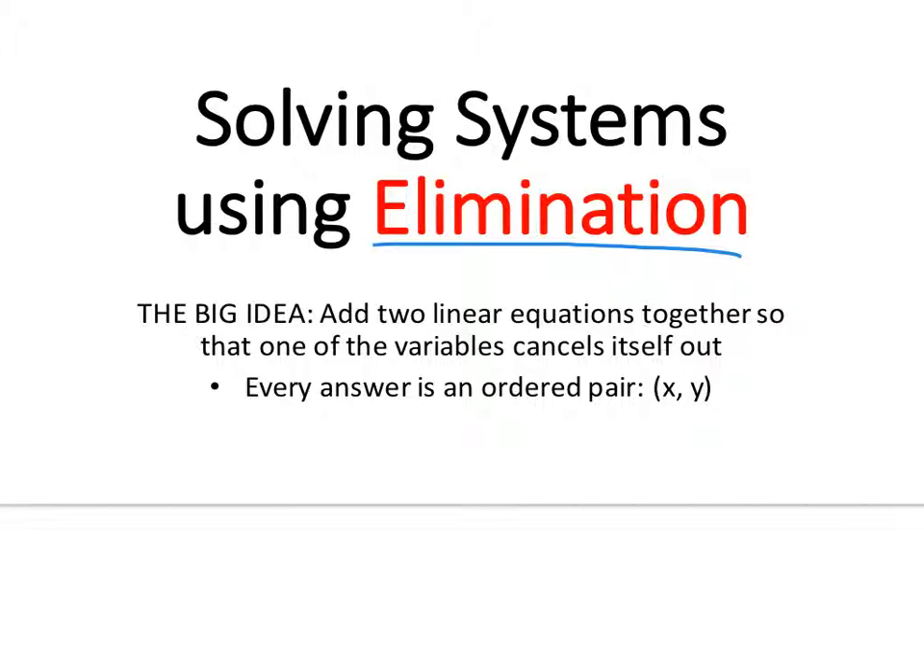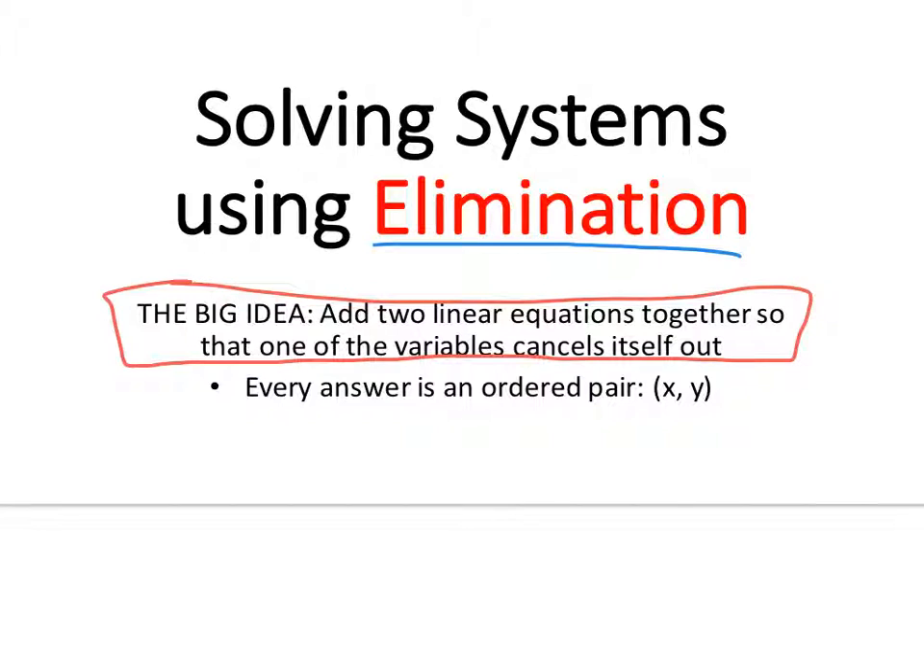The big idea in elimination is that you are going to add two linear equations together so that one of their variables cancels itself out. So when we add it, we're going to look for two variables that have opposite coefficients. Just a reminder, when you're solving systems of equations, every single answer is going to be an ordered pair. So anytime you answer a question, you need to write it as an x, y ordered pair answer.